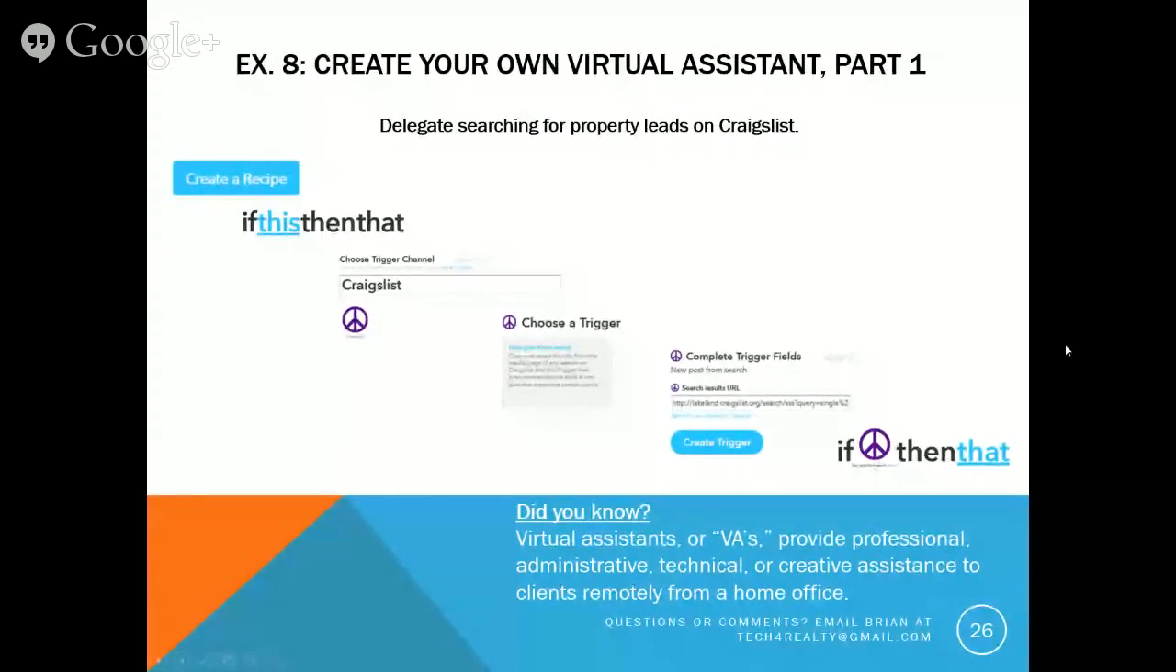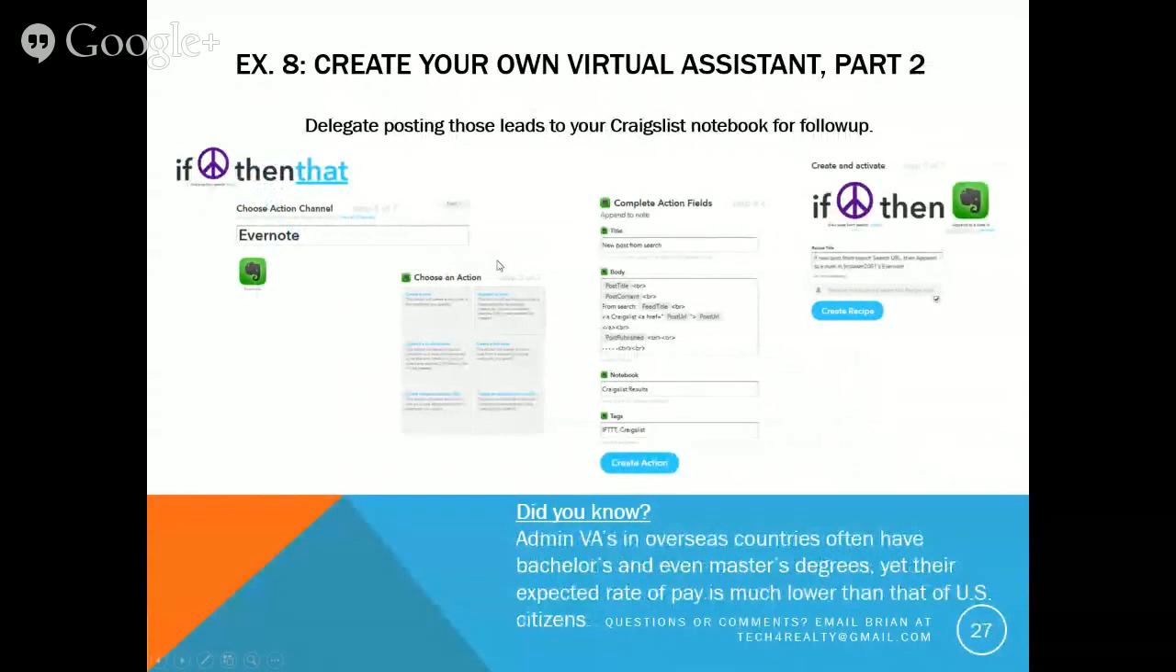Let's go to our next page here. Then that. We click on that, and we're going to delegate posting these leads from Craigslist to your notebook for follow-up. Click on that. It's going to ask you what action channel you want to use, because there's the trigger, which is this, and then there's the action, which is that. I typed in Evernote.